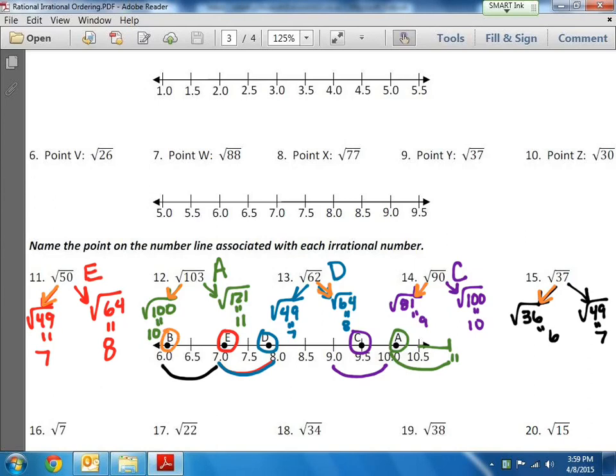So 15 is B. So again, to estimate square roots, you find the two perfect squares, the one that's smaller and the one that's bigger. And then by using that, you can find out the square root is closer to one of the numbers. And then it makes it really easy to make the dot, or in this case, pick which dot belongs to which square root. So that's how you do this section.